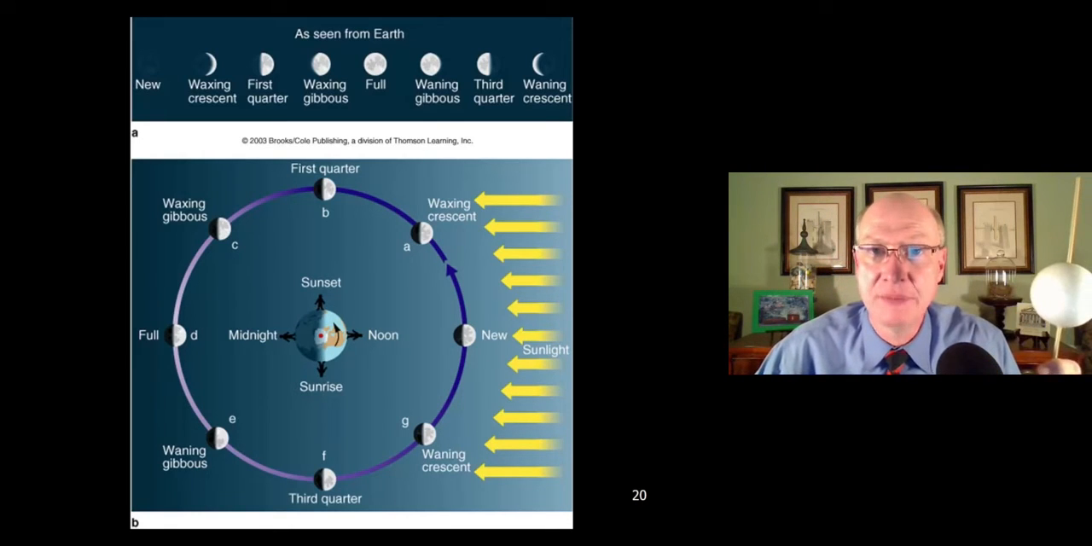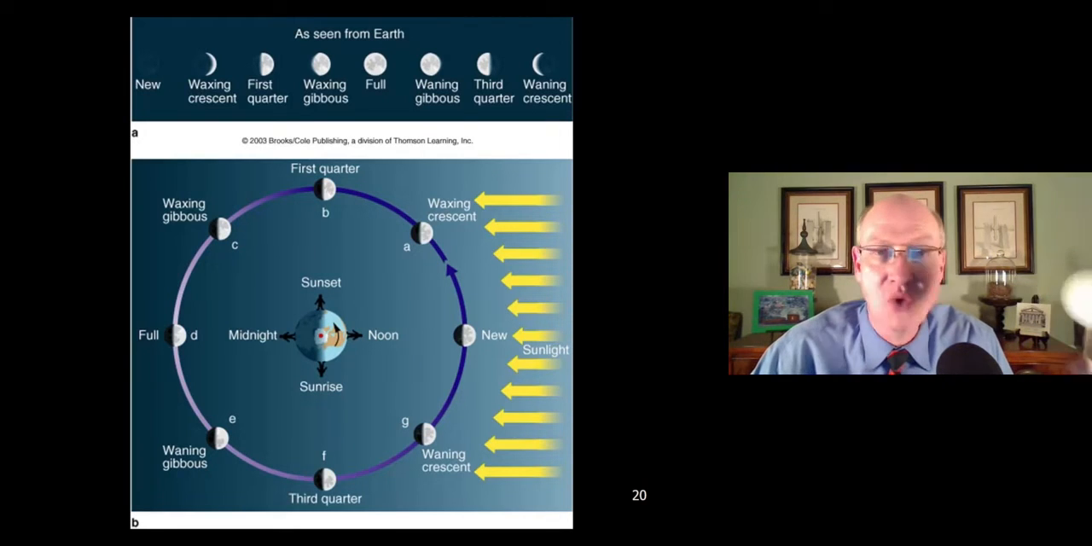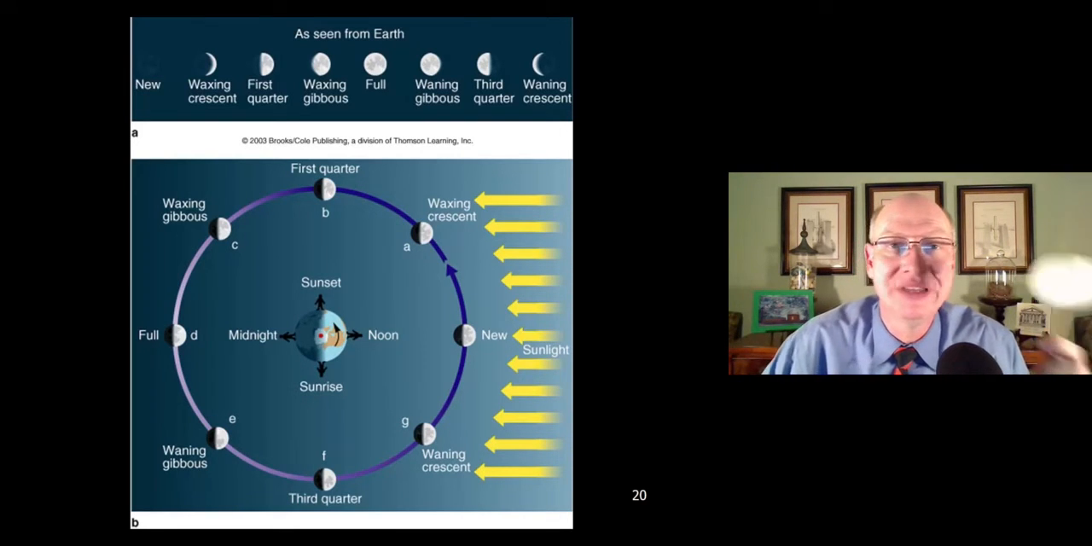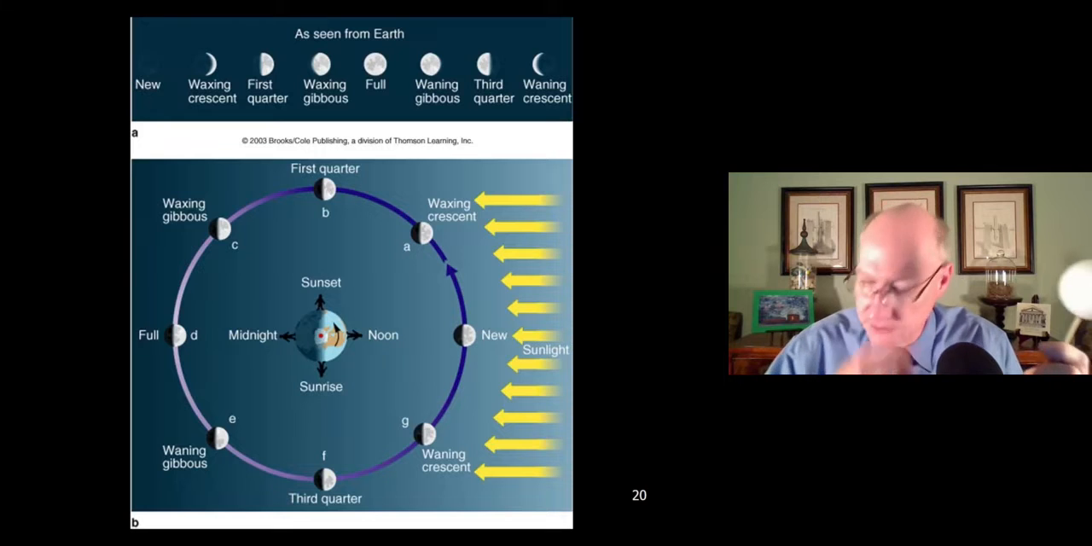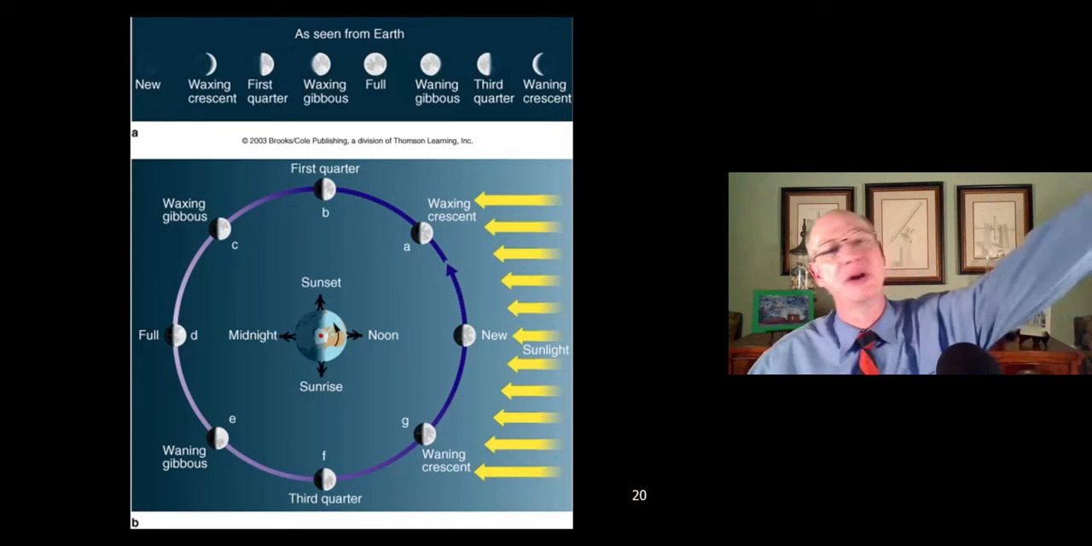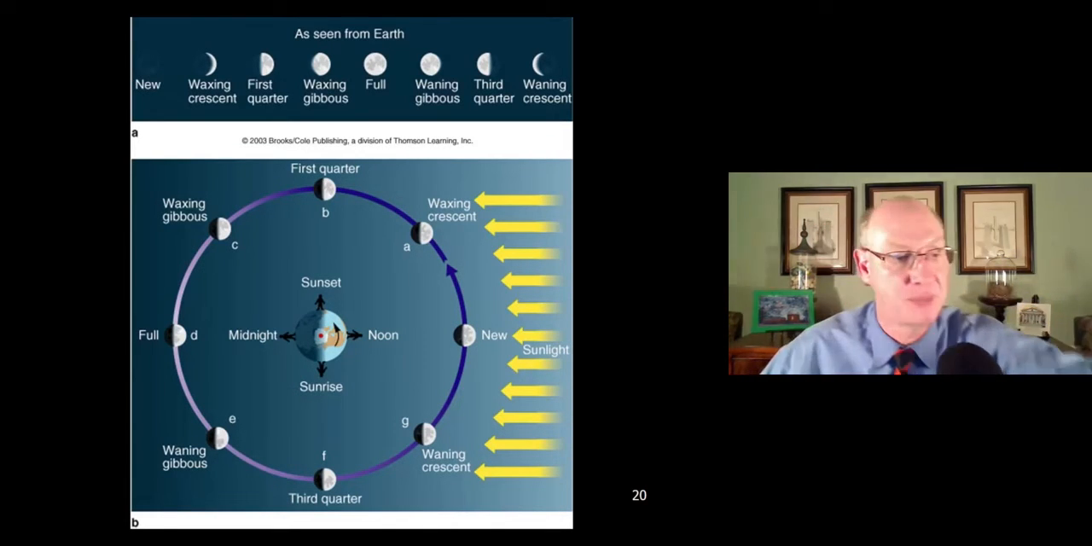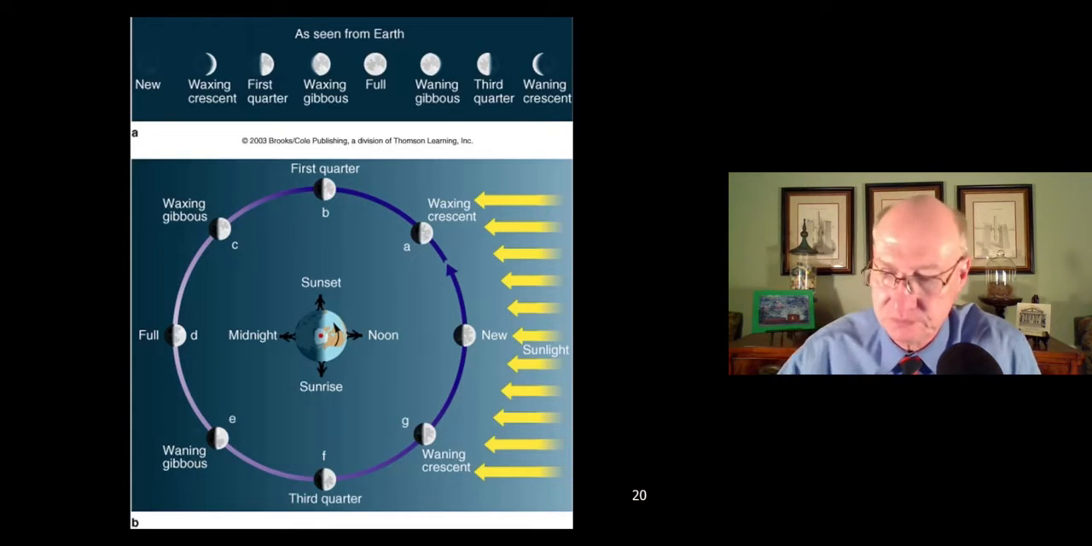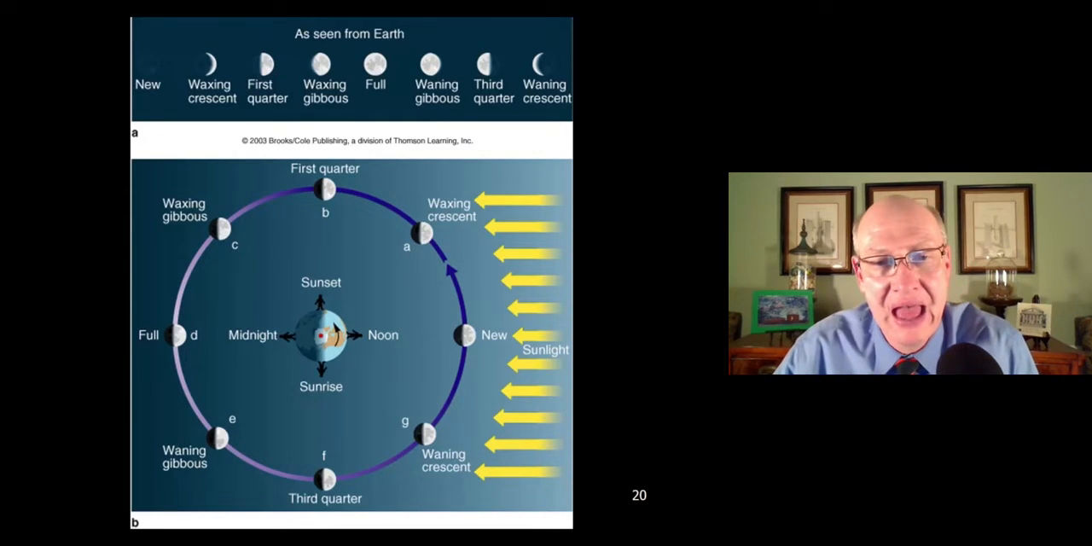Find a bright light bulb and model the phases of the moon. If you don't have a bright light bulb handy, you can still do it. There's a diagram in your textbook that shows a young woman holding a ball out at arm's length using the sun as the bright light. You can do that as well. But I think you should definitely build this model of the phases of the moon and go through that model.